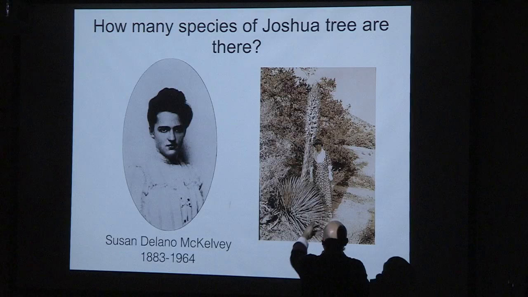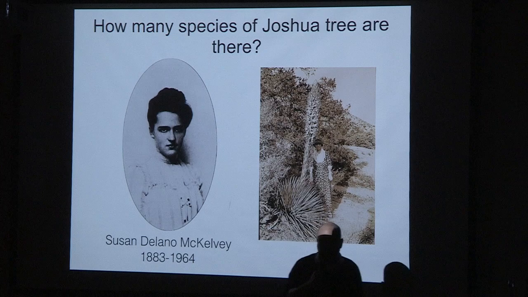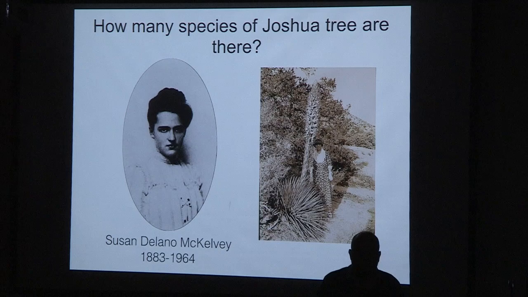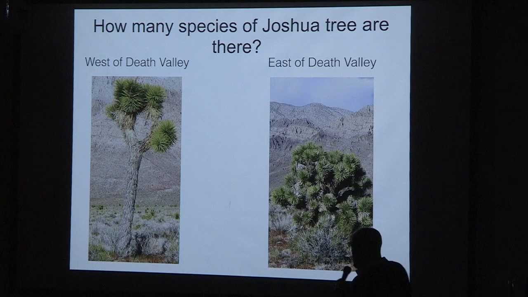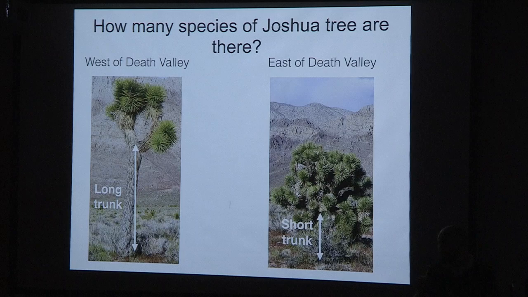Here's a picture of her standing, actually not with a yucca, that's something called a dasylirion, but this is on her expedition across the American Southwest. And if we look back at her monograph, she talks about Joshua trees, and she points out that Joshua trees in different parts of the desert actually look kind of different from one another. If we go into the western Mojave, west of Death Valley, Joshua trees tend to be kind of tall. They've got this long trunk. Joshua trees east of Death Valley tend to be short, and they look sort of more bush-like.